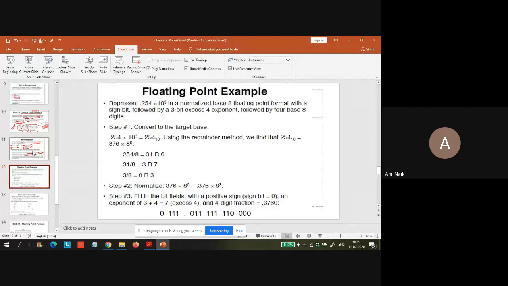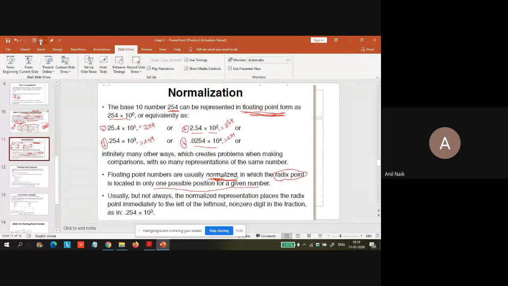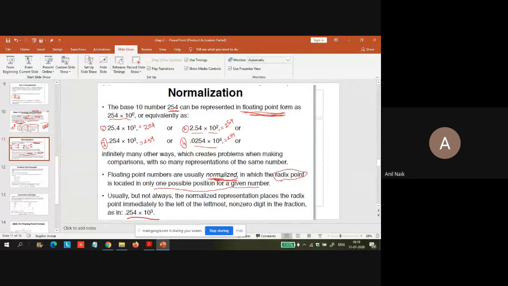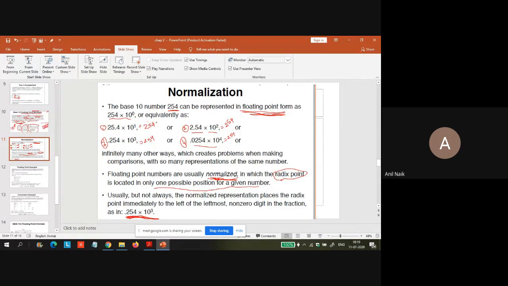Why is normalization required? While converting a number to IEEE format, we require the number in normalized form. In the exam also they will give a number like 254, and you have to normalize this number. What does normalization mean? It means 0.254 times 10 raised to 3, because it is required to convert the number into IEEE formats.